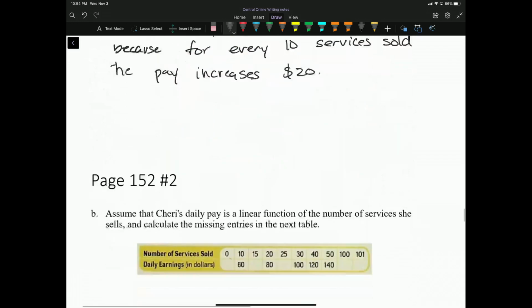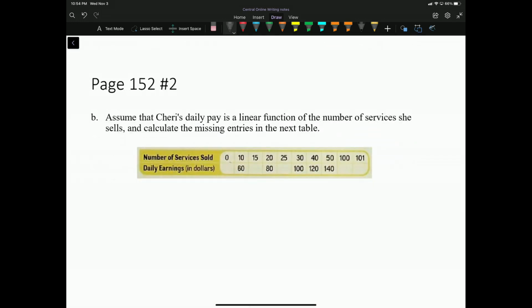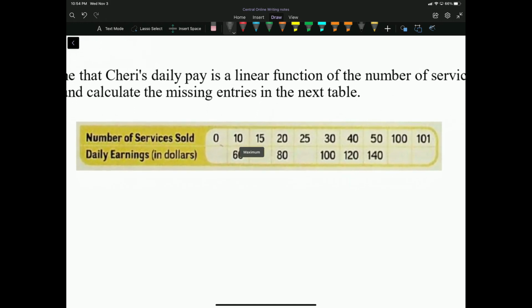Okay. All right, so number 2, part B. Assume that Sherry's daily pay is a linear function of the number of services that she sells, and calculate the missing entries in the next table. Right. So we have our table here. These are the numbers that we already have. So let me zoom in. Right, we want to try and figure these out.